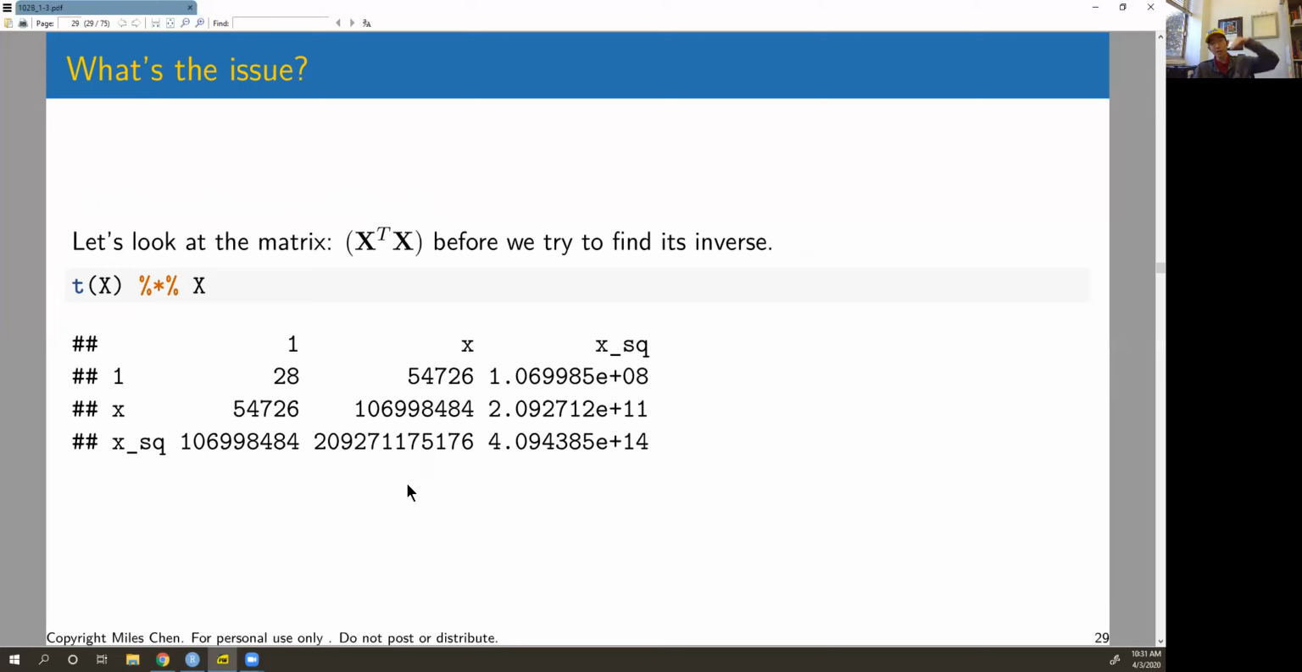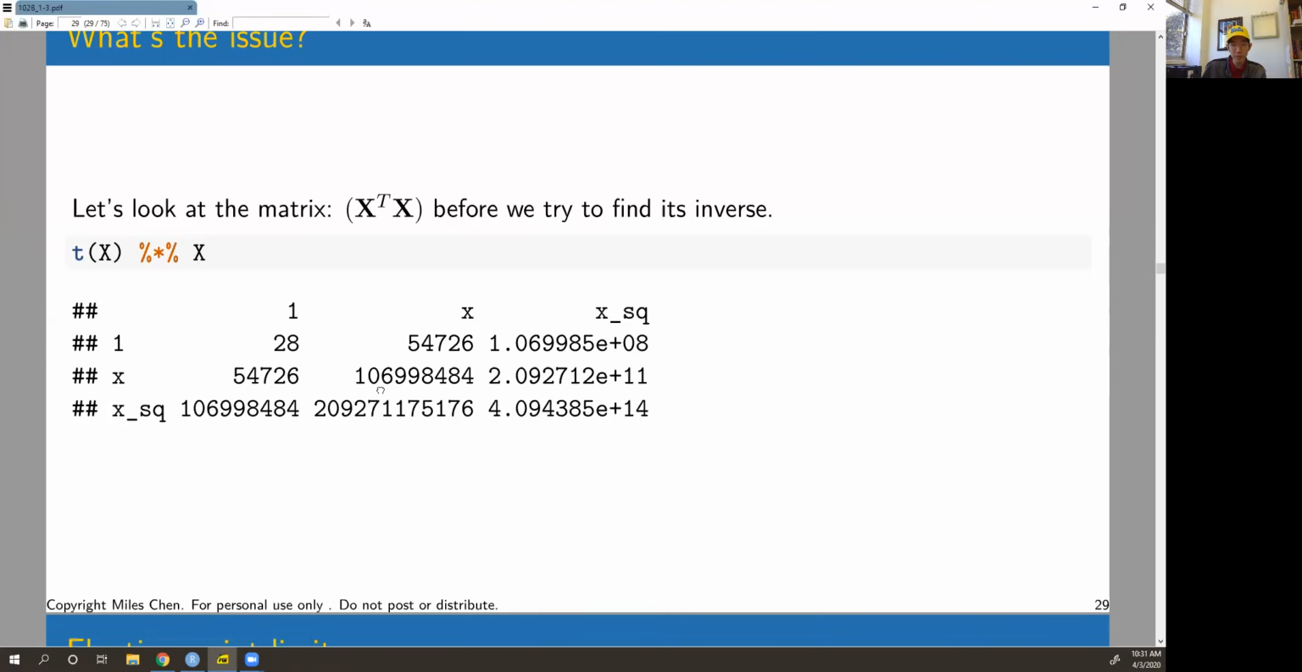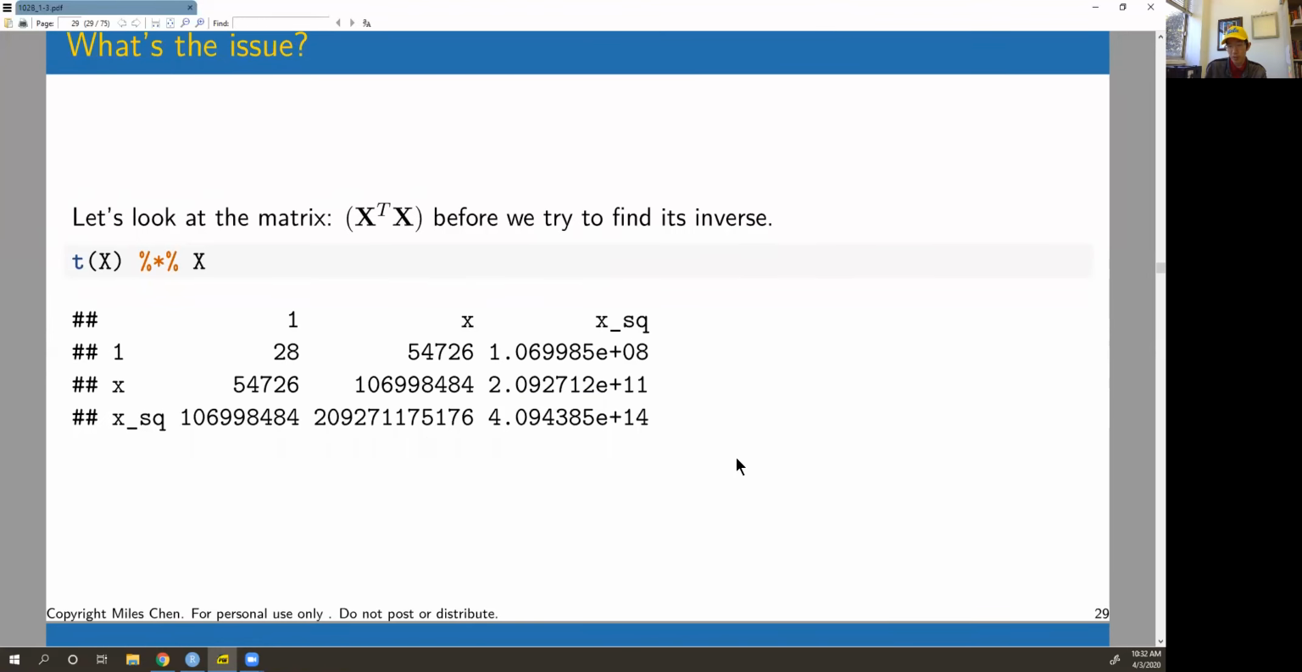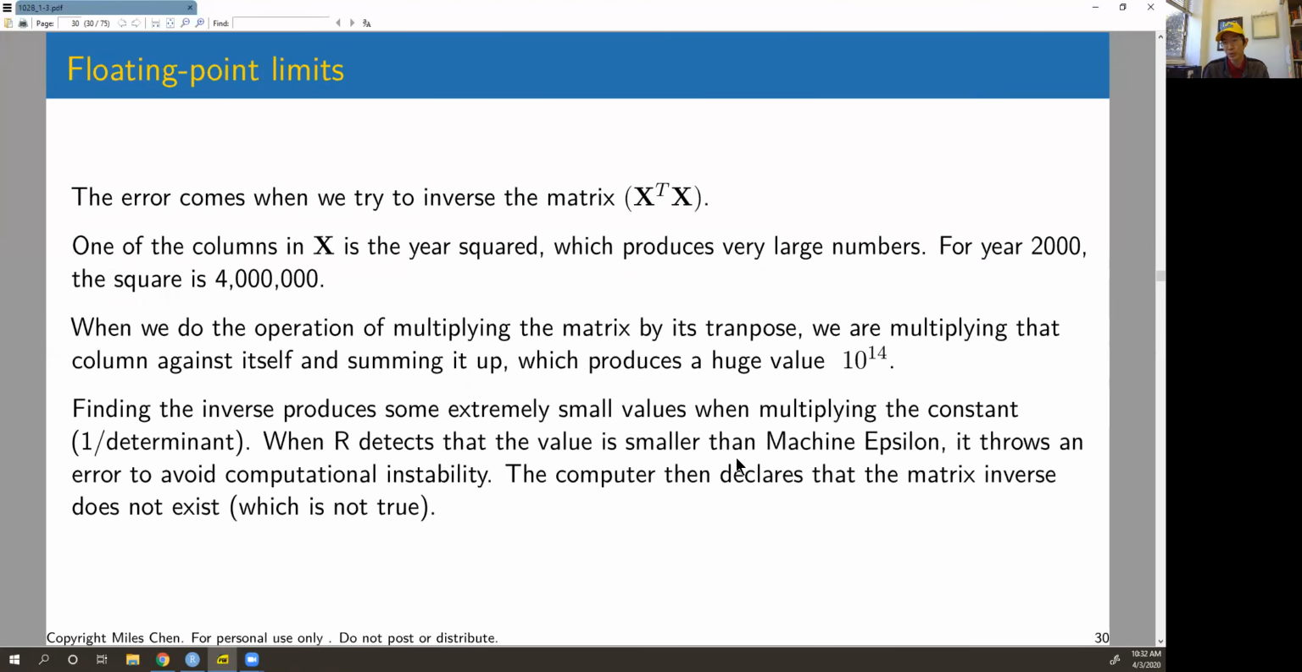And then you sum this up for something like 128 different years. And so you get something on the order of 4 times 10 to the 14th. This is a very, very big number when you take all of these things. And when you try to invert a matrix with such big numbers, the computer chokes, because of floating point limitations.